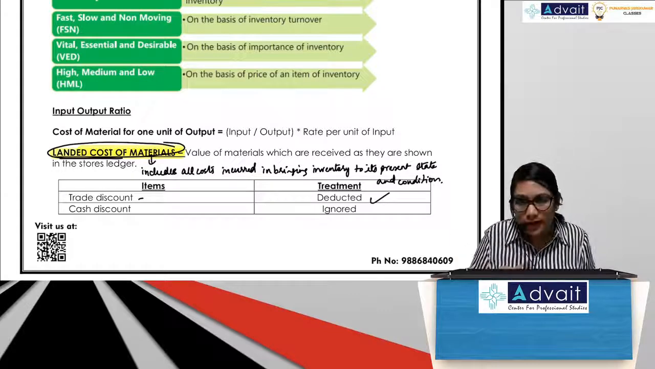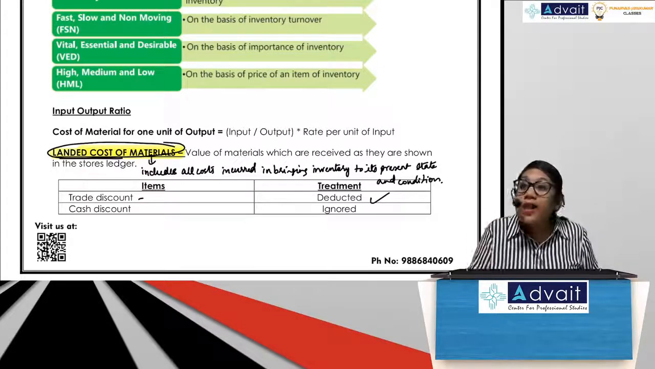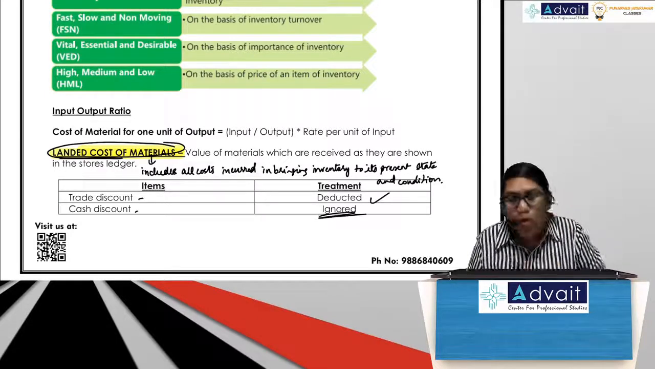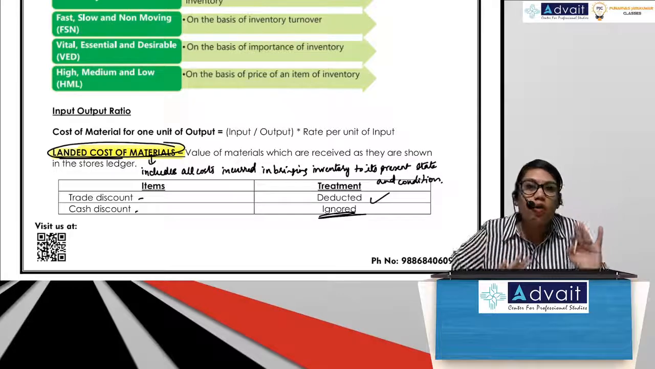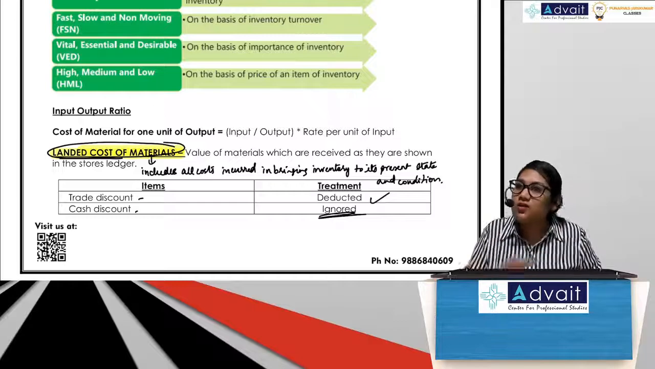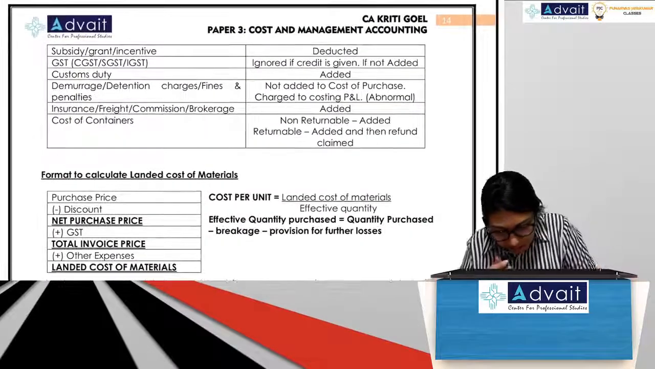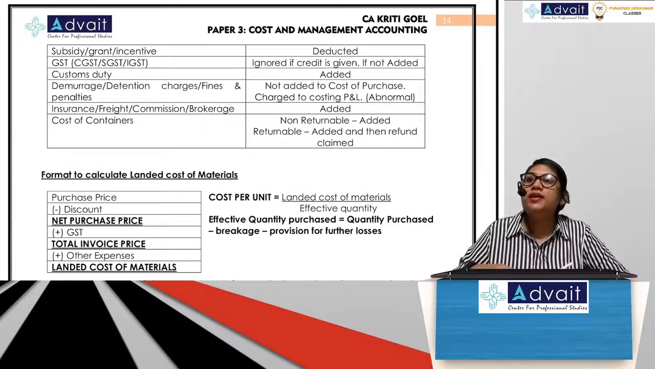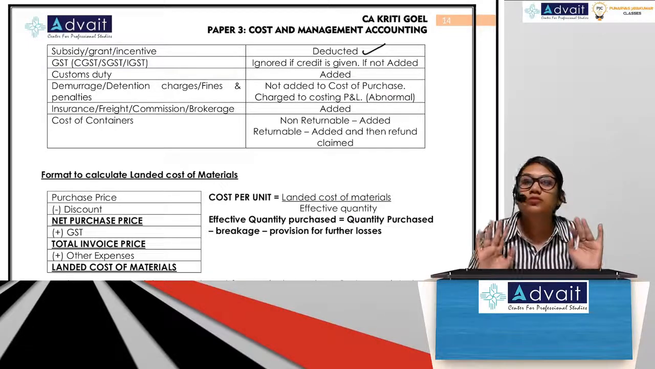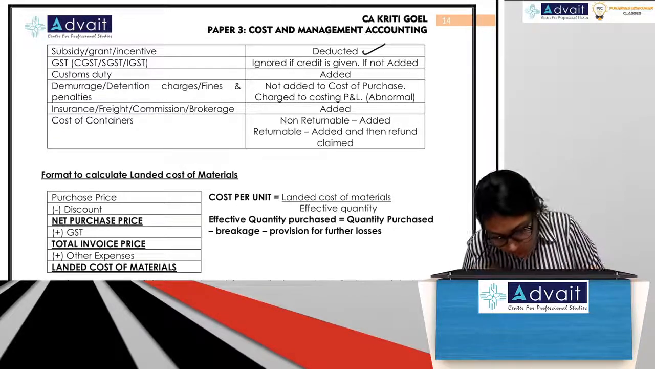How? By deducting it. Trade discount, as we saw yesterday, was given because the supplier wants you to purchase in bulk. But what do we do with cash discount? Ignored. We keep it outside the purview of costing, correct? Because that is for prompt payment. So if cash discount is given, ignore it. If trade discount is given, deduct it. Next, any subsidy, grant or incentive which we may have obtained, what do we do with it? Deduct. It is adjusted by deducting it from the purchase value.